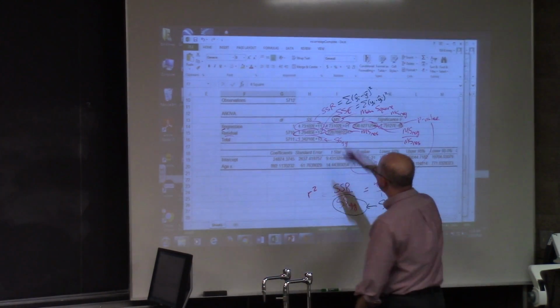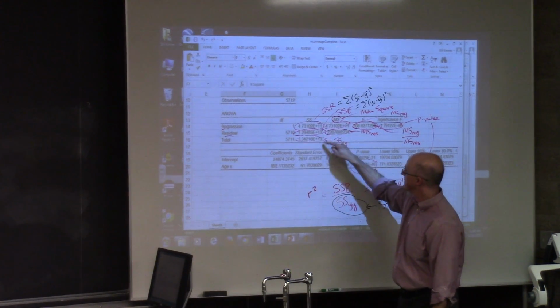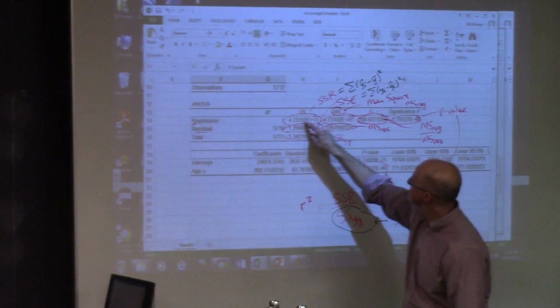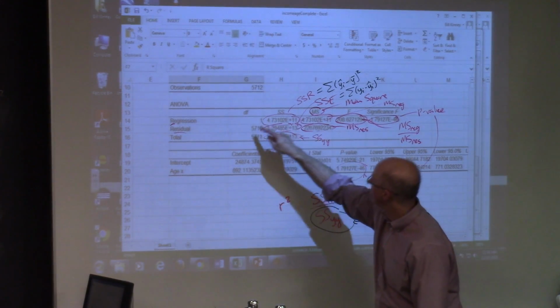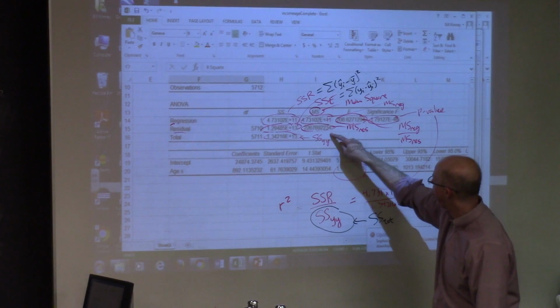You should know that, again, I've said this already, these two numbers add up to this one. These two numbers add up to this one. This one is this divided by that. This one is this divided by that. This one, called the F statistic, is this MS divided by that MS.